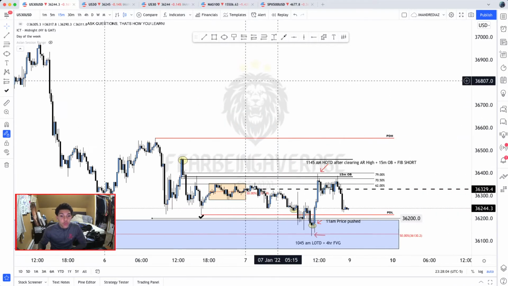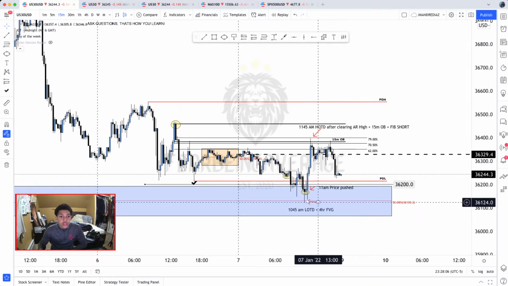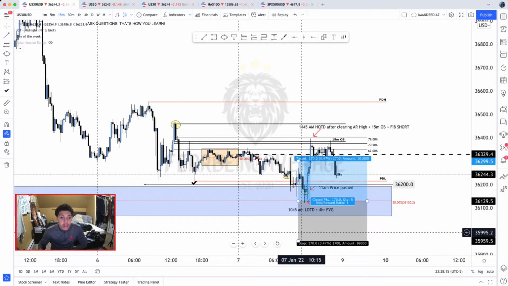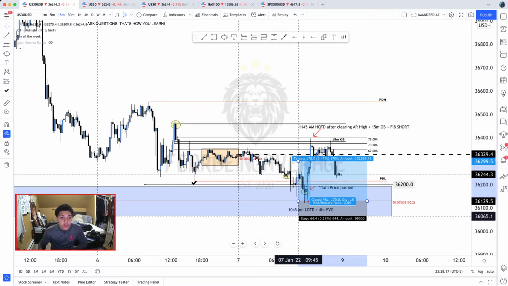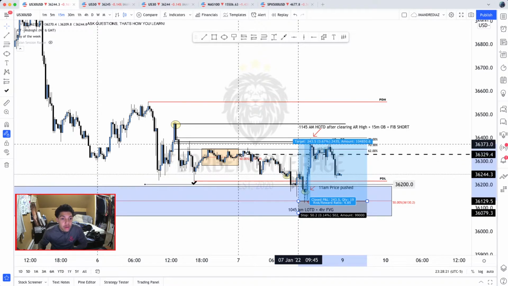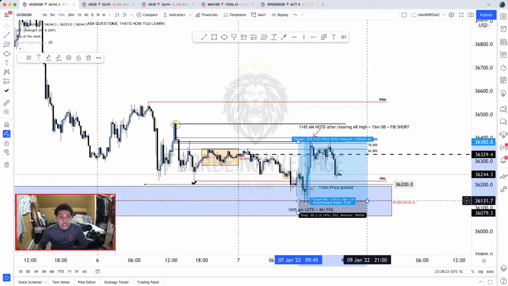So overall, what was today? Today was a bullish New York reversal, and the ideal trade I would have been looking to take would have been off of 36,200. In this case, if you would have been able to get in at the 50% of this fair value gap with the stop below it, or just a 50 pip stop in my opinion, and then look to target the previous day's high or the 15-minute order block, you could have potentially had a great trade.